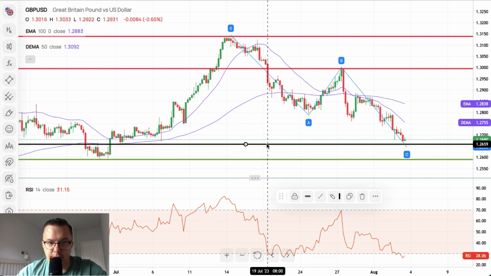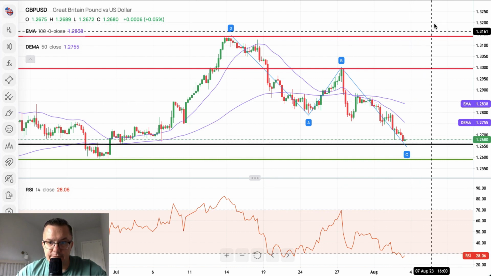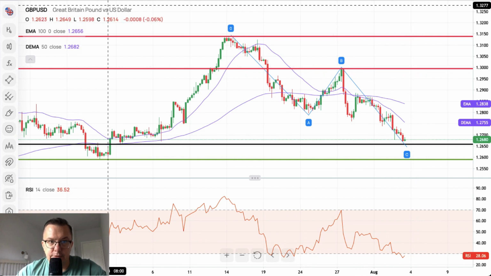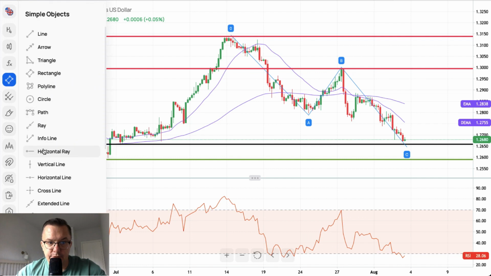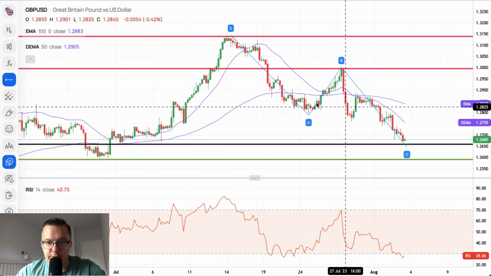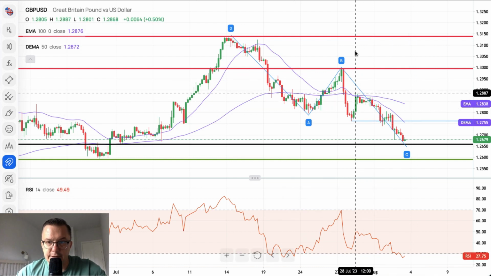If we hit the 100% level, please remember, the 100% extension level of the wave A from the high of the wave B, then of course we should expect some kind of a bounce to the upside. But in the case of a breakout, we should see more downside to come very soon. The other very important technical resistance is located at the level of 1.2776. This is the intraday technical resistance.